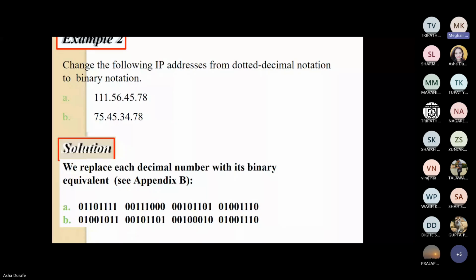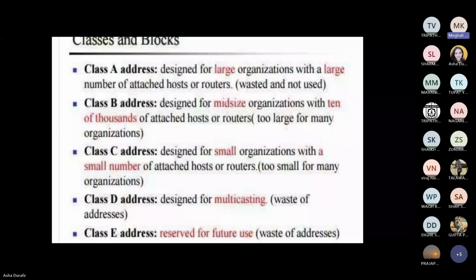Okay. Now, how many address classes and blocks are present in IPv4, that we have to see. There are 5 different classes or blocks. We have class A addressing scheme, class B, class C, D and E. Class A address is designed for large organizations with a large number of attached hosts and routers. It is already consumed and cannot be used now.